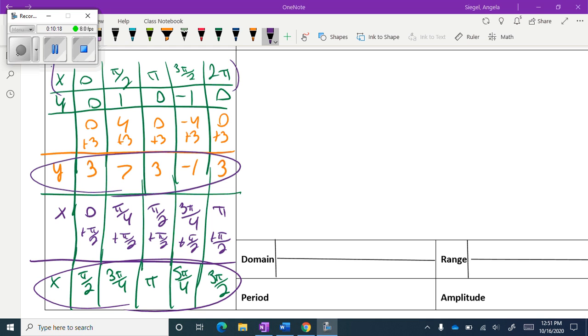Okay, so this is everything in my table. So this is the work I did to get my y values and the work I did to get my x values. So let's look at this one, for example, to get 3 pi over 4. In my calculator, if you're not good with fractions, I would say 1/4 plus 1/2. Get your fraction and then add a pi to it. Okay, go ahead and do the graph and then answer the domain, range, period, and amplitude.